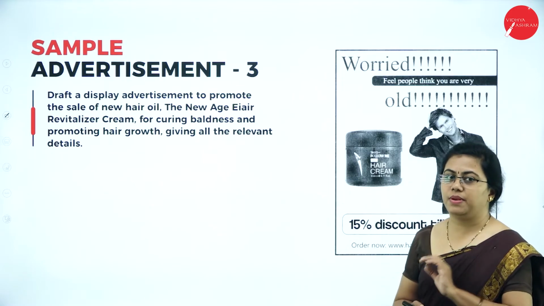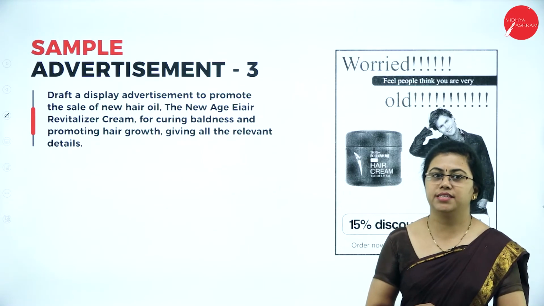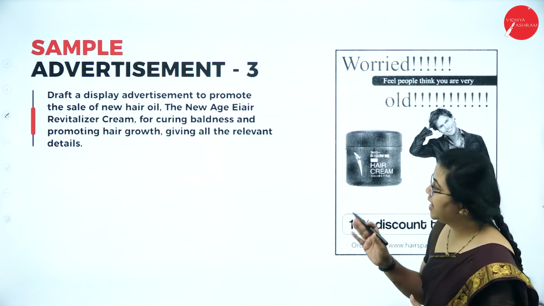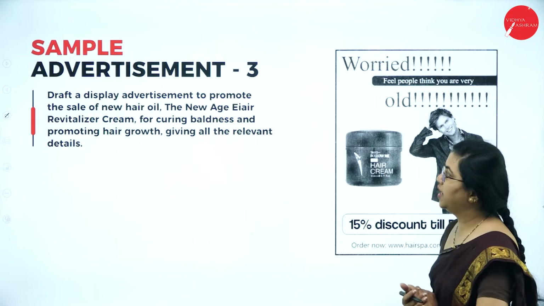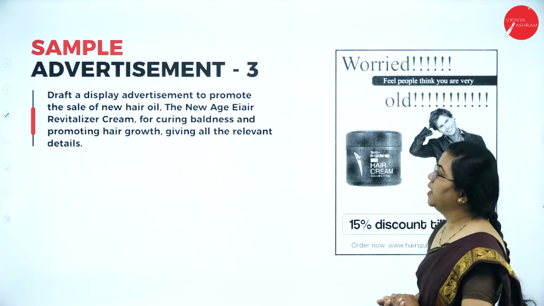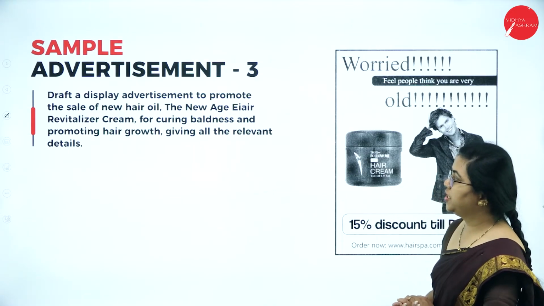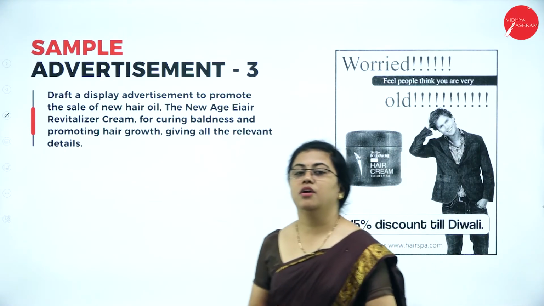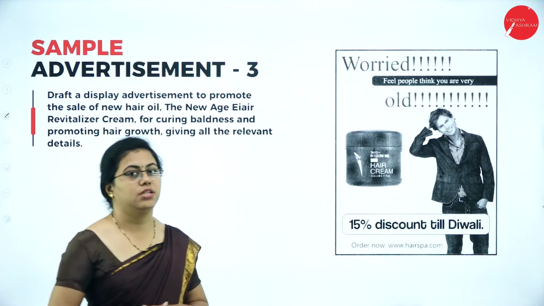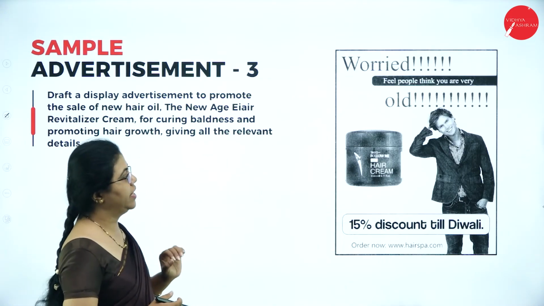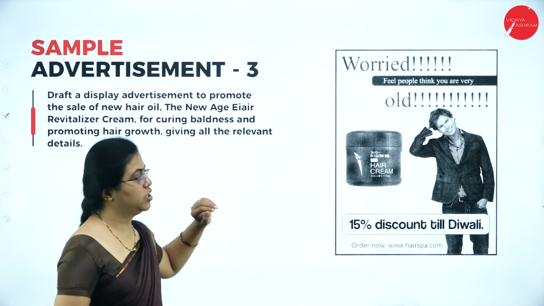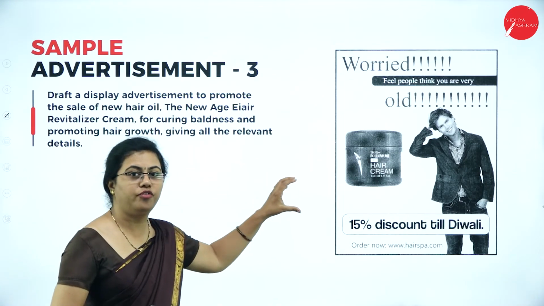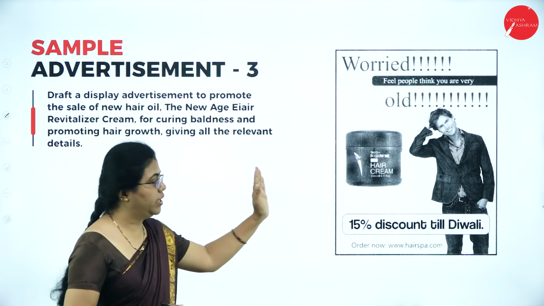Then we have this display advertisement. So what am I writing in this display advertisement? Draft a display advertisement to promote the sale of new hair oil, the new age hair revitalizer cream for curing baldness and promoting hair growth, giving all the relevant information. So here all the relevant details will be given for this cream to be promoted. So this is the display advertisement. You can just see what is happening over here. So that person is very happy with his hair, and you are displaying the pic of your cream also. Okay, you are promoting this product.